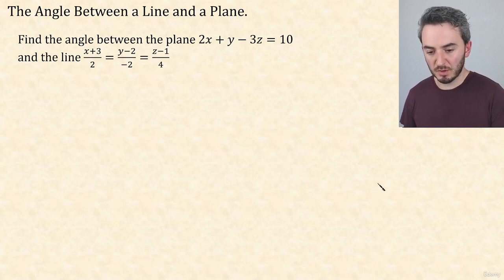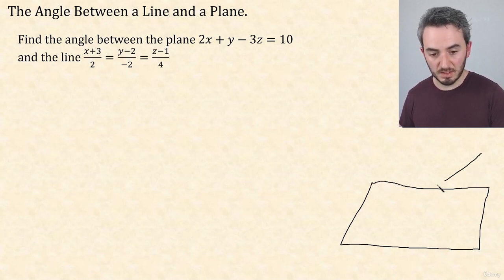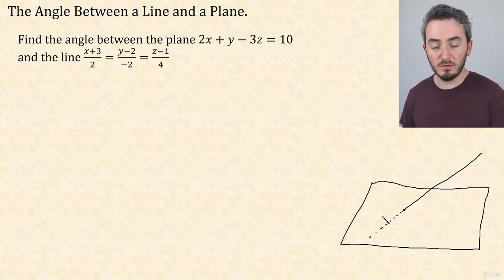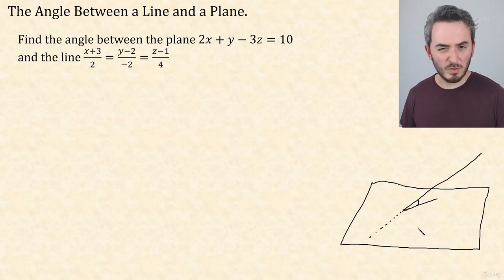So in general, what you have is a plane like this, and then a line, let's say it crosses here and continues underneath. So what do we mean by the angle between the line and the plane? Well, we mean the angle formed by the line here and its shadow on the plane, which looks something like this underneath. Is that angle there? Now, that's quite fiddly to find.